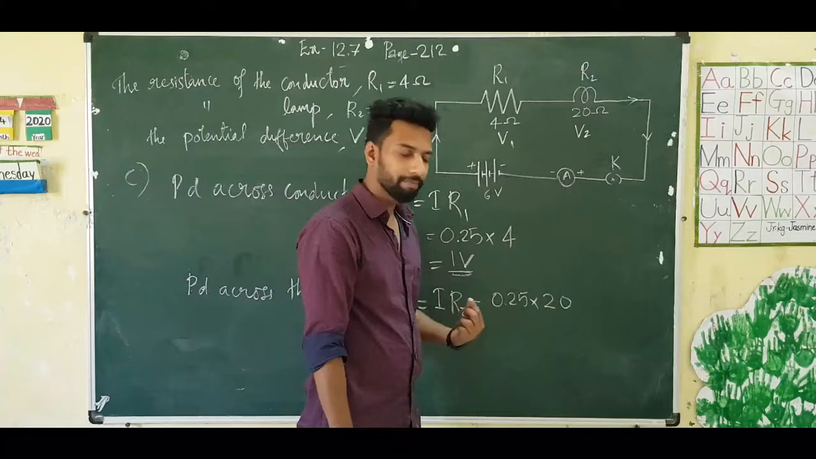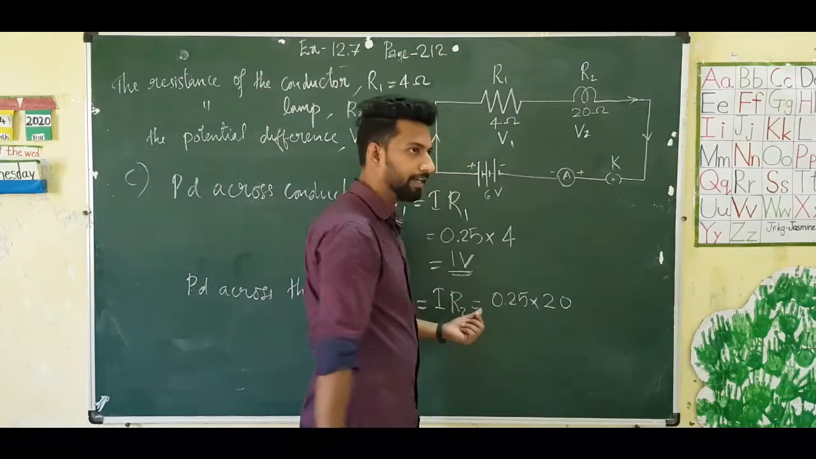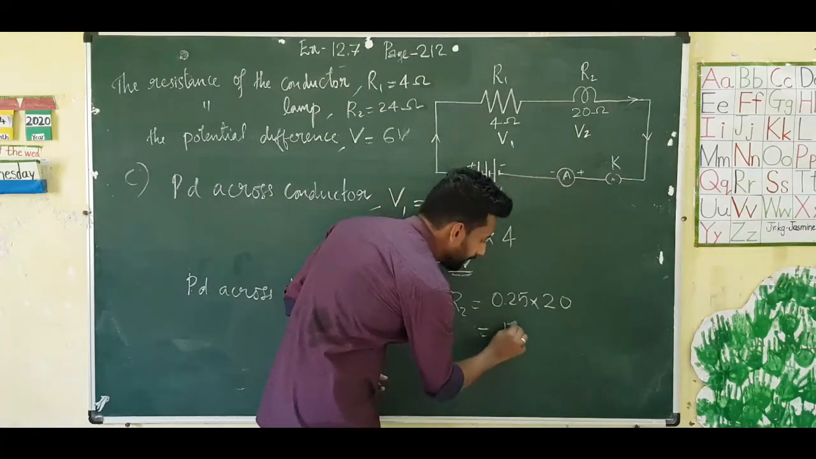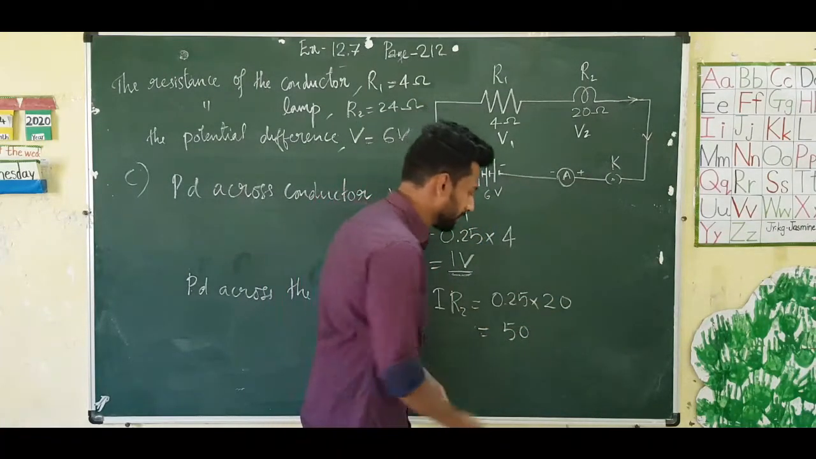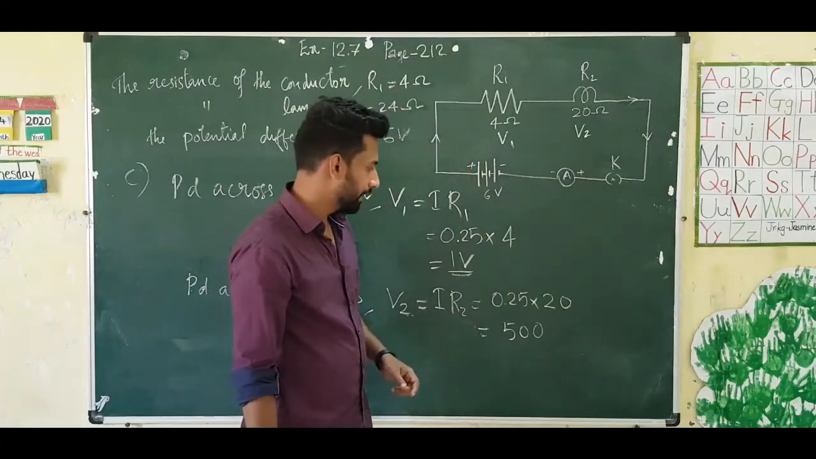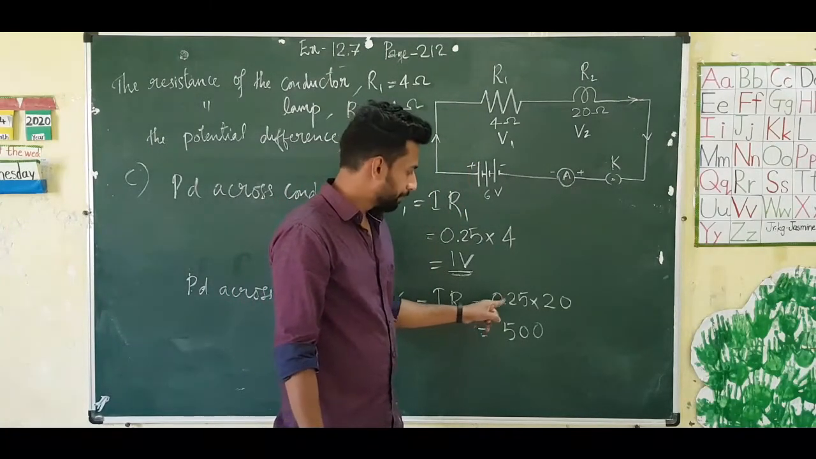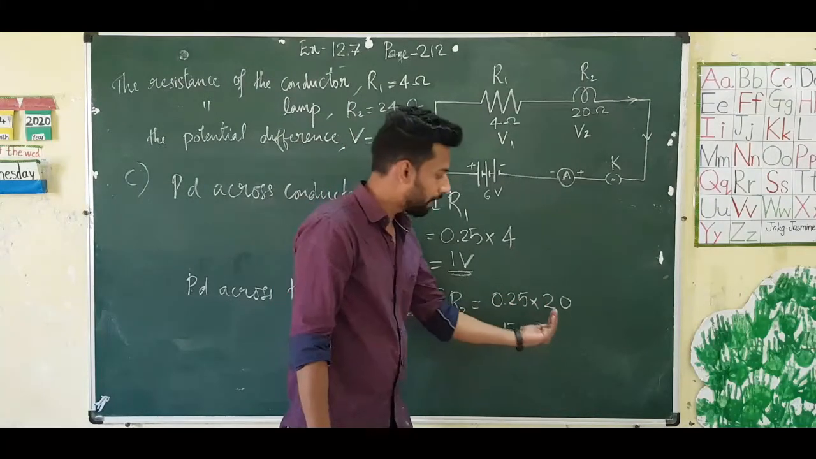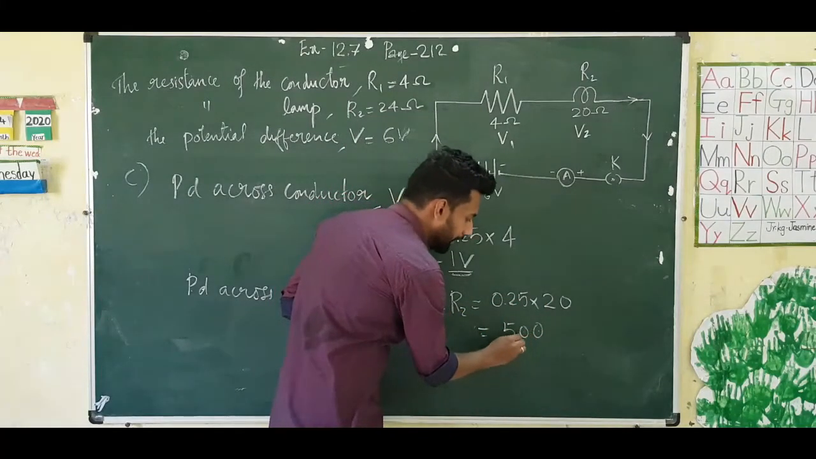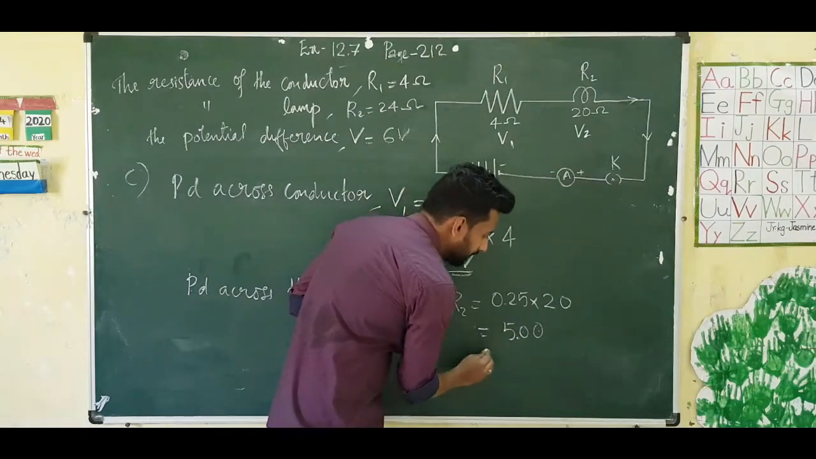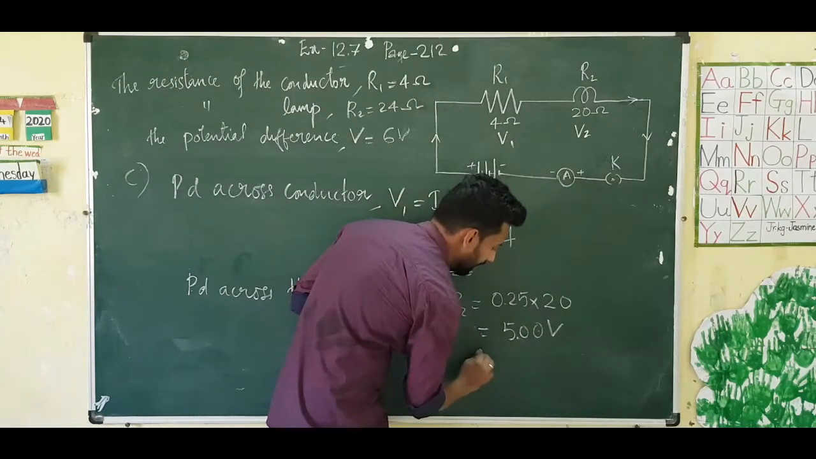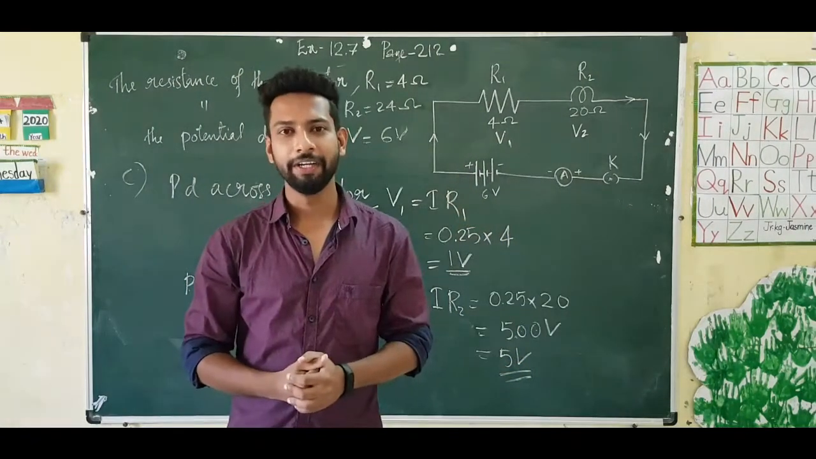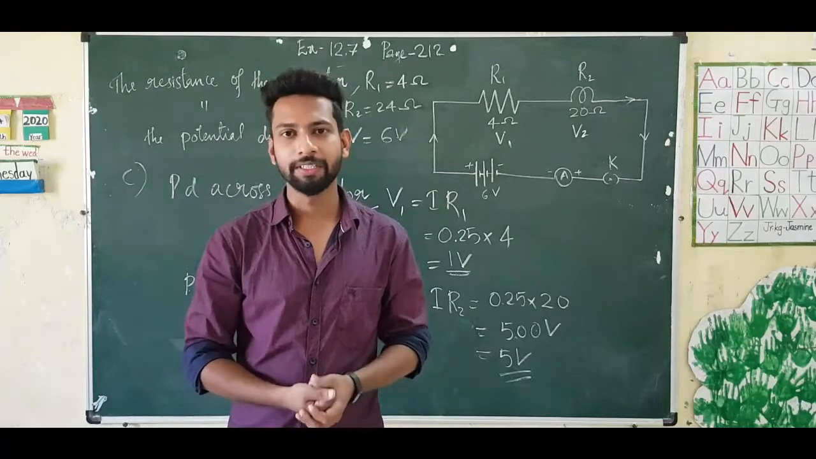25 into 2. Here we can simply multiply 25 into 2, then that will be equal to 50, isn't it? Then the 0 is remaining, so it will be 500. Just count the number of decimal digits. 2 digits are there, so count from the right side: 1, 2. Here will be the point. So what will be the answer? 5 volt.